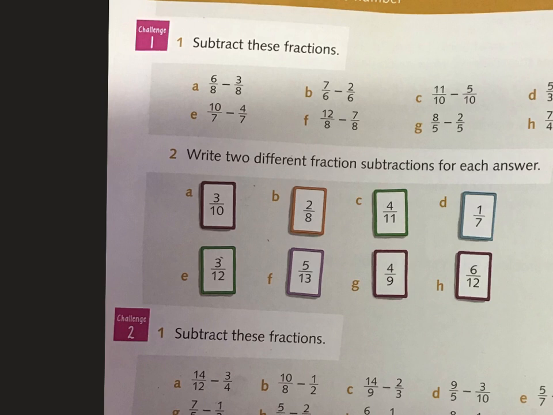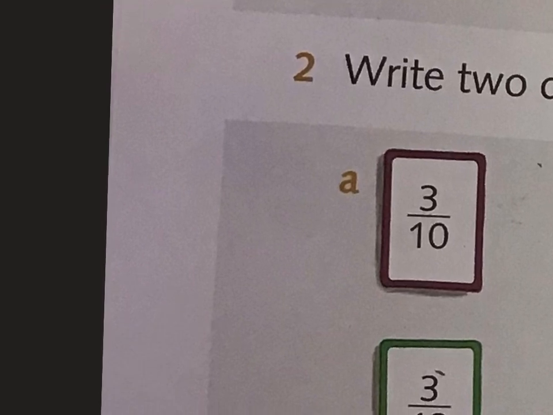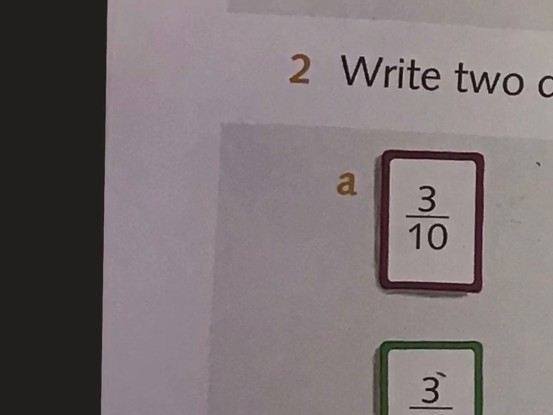Challenge 1 question 2 says write 2 different fraction subtractions for each answer. So let's do one of those. Your first answer there is 3/10. So we have to make up 2 sums which equal 3/10. Now again, remember the denominator stays the same, so we're going to be working in tenths. And we basically have to make up a subtraction sum then which equals 3. So you could do 5/10, take away 2/10. Or you could do 7/10, take away 4/10, for example.